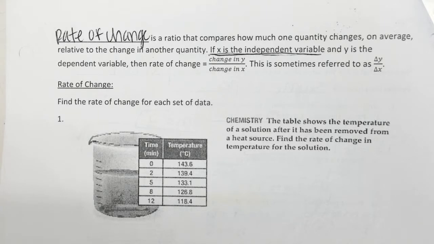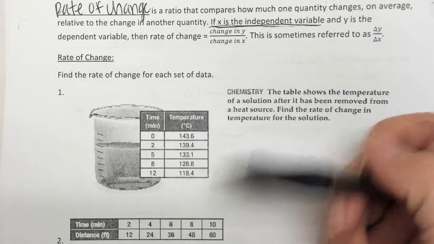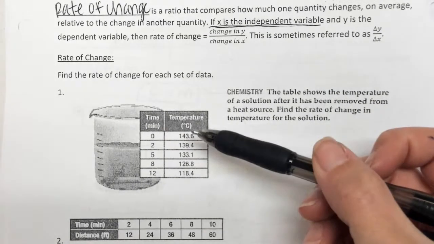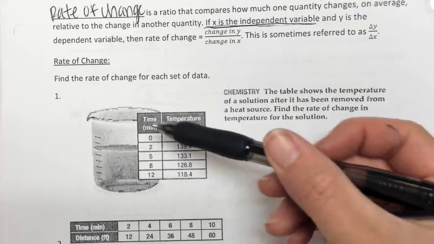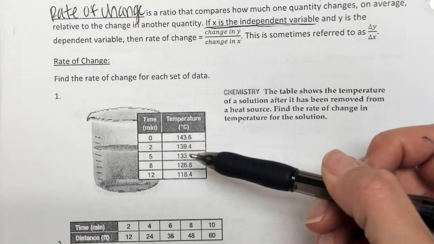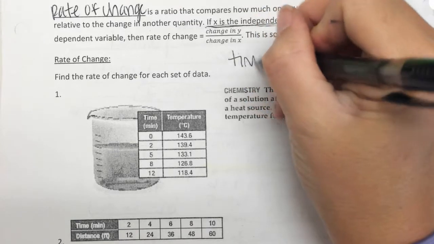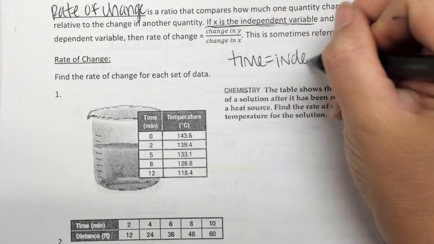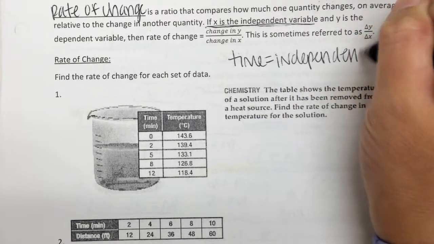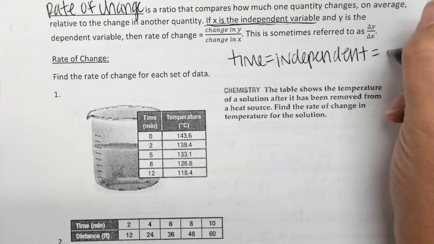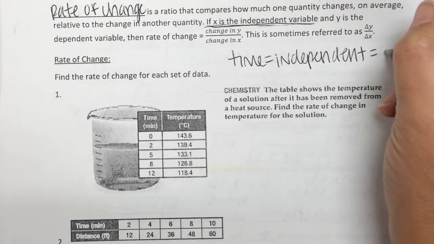So anytime that we're looking at data like this to find rate of change, when it says time and temperature, which one sounds independent? Time. Good, because time doesn't depend on anything else, right? Time just never changes. It never stops for anybody. So time will always be our independent variable. And so time will always be which one? X or Y? Good.